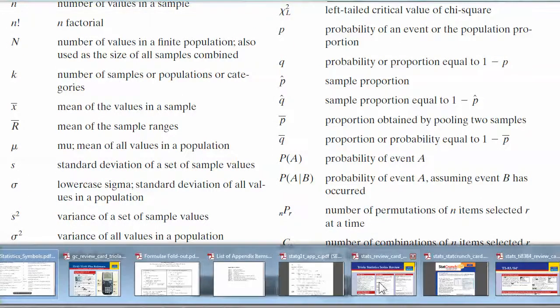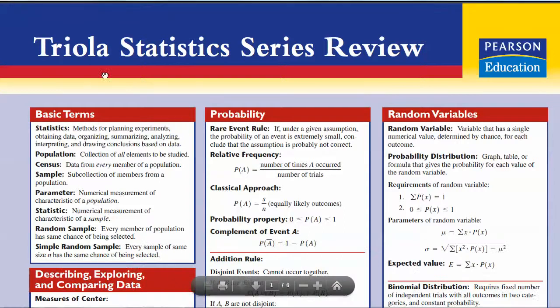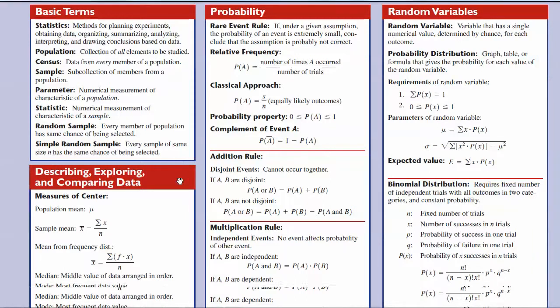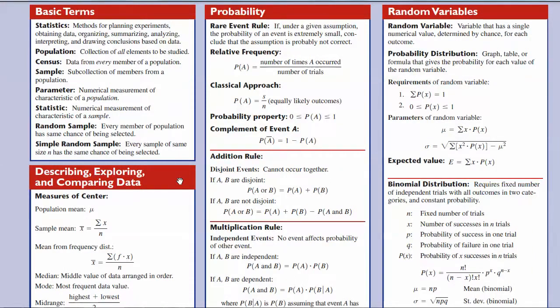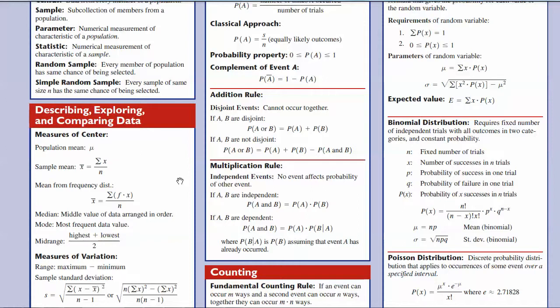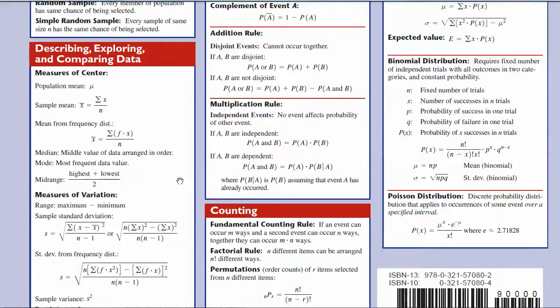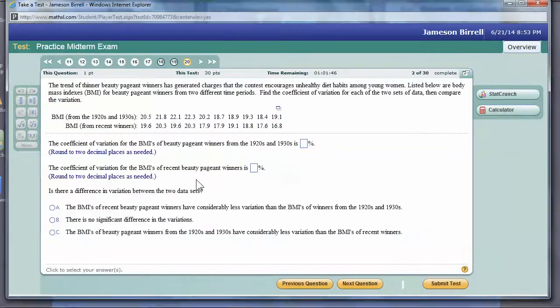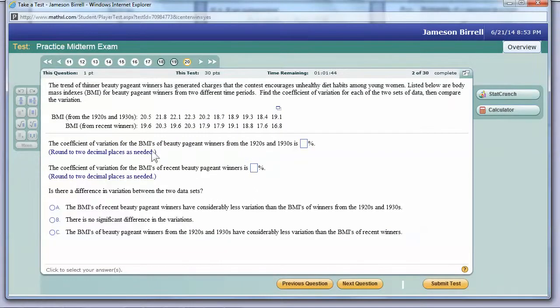And the fallback for me is always the review card. It's got all the basic terms, but it doesn't have them by chapter. So if I can't remember what chapter it's in, but I just know that it's a term I learned before, I might come here, and as best as I can tell, it's not here either. So it's one of the things you just kind of need to remember, and it was an important topic, or a very useful topic, I should say at least.